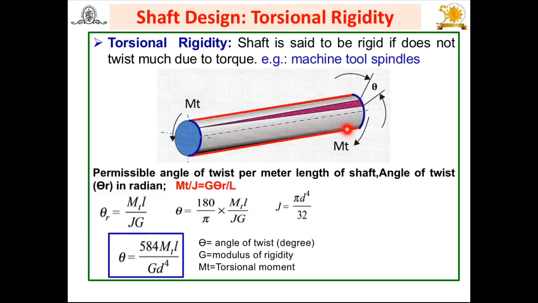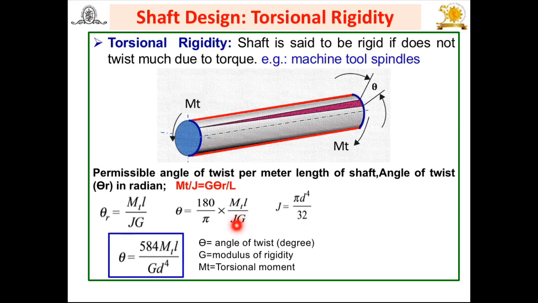Then, how to find out this angle of twist? For that purpose, we know that MT by J is equal to G theta by L. This is the standard equation. Therefore theta is equal to MT L by J into G. Theta is in radian. To convert radian into degree, multiply by 180 upon pi. Therefore theta is equal to 180 upon pi into MT L by J into G, where J is the polar moment of inertia, and for a circular shaft it is pi into d raised to 4 upon 32.